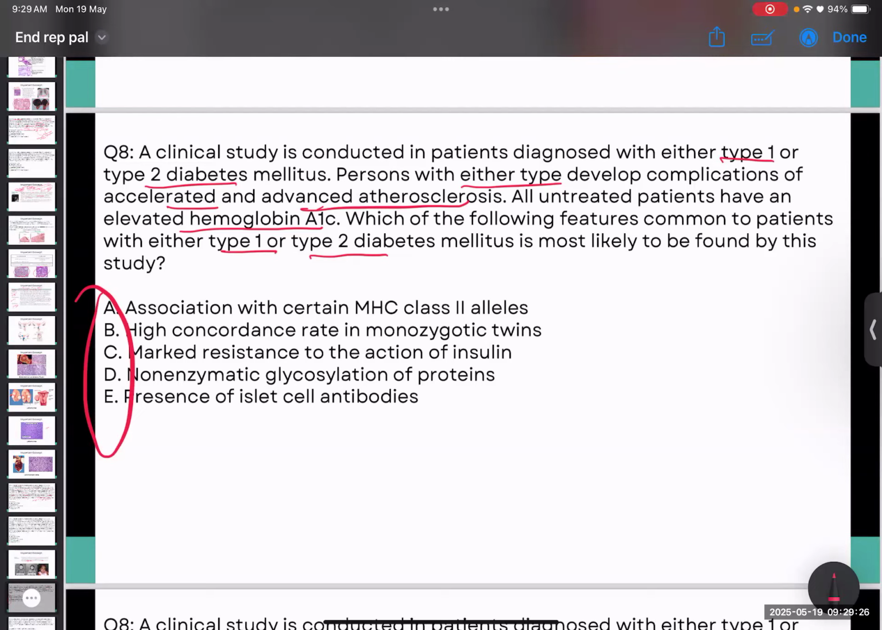So association with certain MHC class, nope, it's only seen in type 1. High concordance rate in monozygotic twins is usually seen in type 2. Marked resistance to the action of insulin is also usually seen in type 2. Non-enzymatic glycosylation of protein is seen in both, and this is only seen in type 1. So the answer is going to be D.